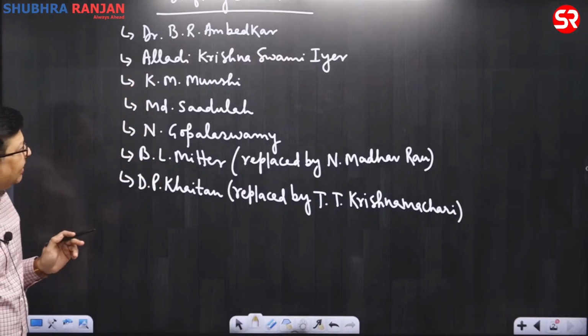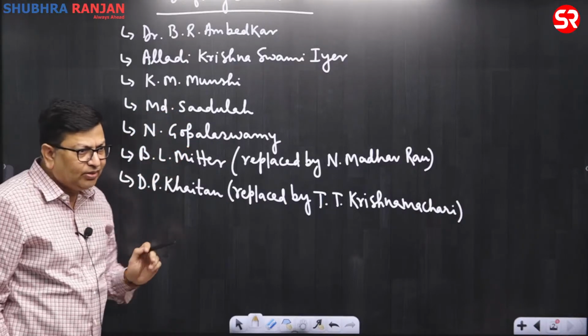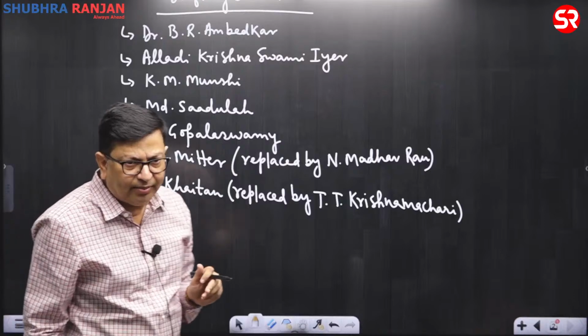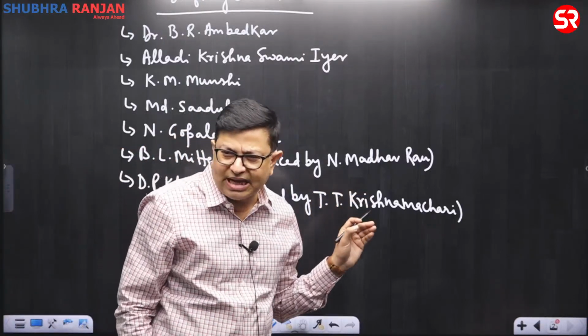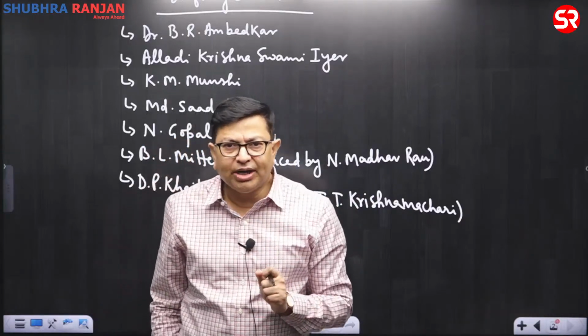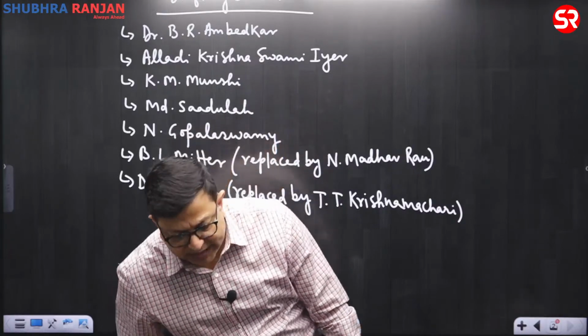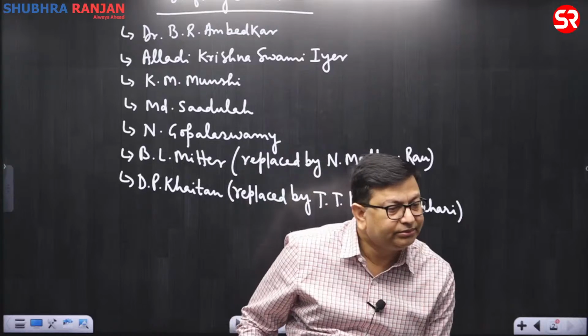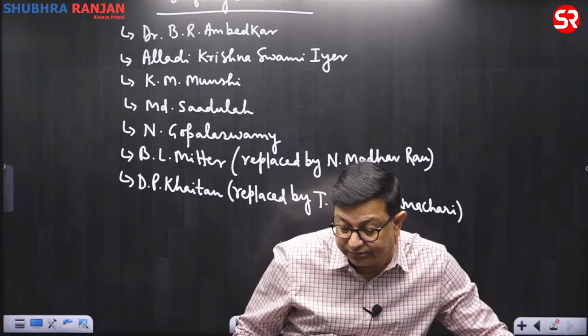So in the examination, basically K. Munshi is the name which is often asked, that which of the following was a member of the drafting committee. So 1 and 2, 2 and 3, such type of questions can be there in the examination. Then in the next point you can write, the Constitution was based on consensus.